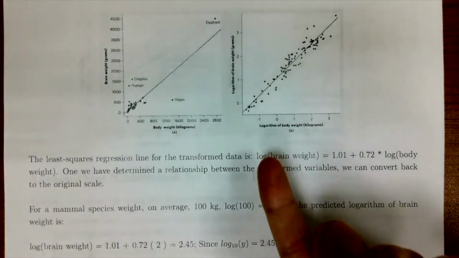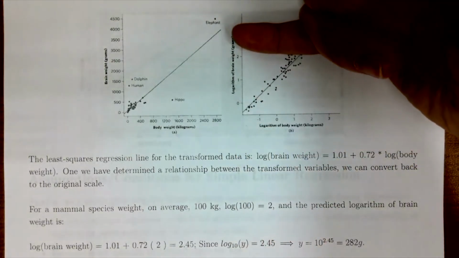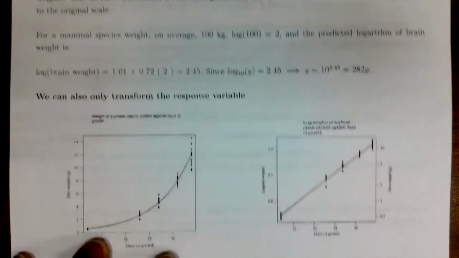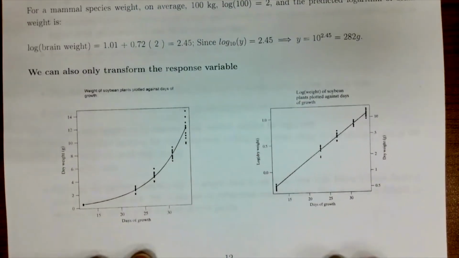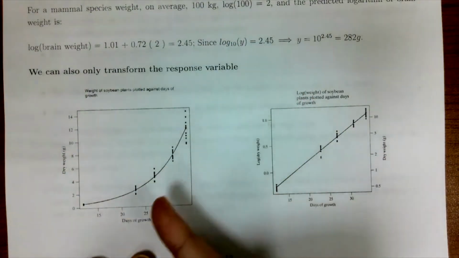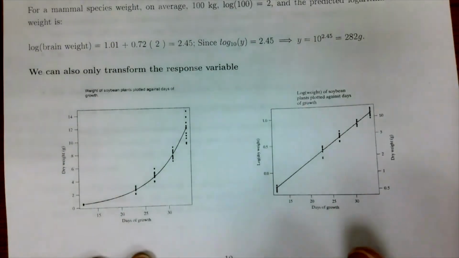In this case, what we ended up doing was taking the log of the body weight and the log of the brain weight over here. You can also transform only the response variable, that is y, if you choose so. So this is the original, this is now the transformed, I think.